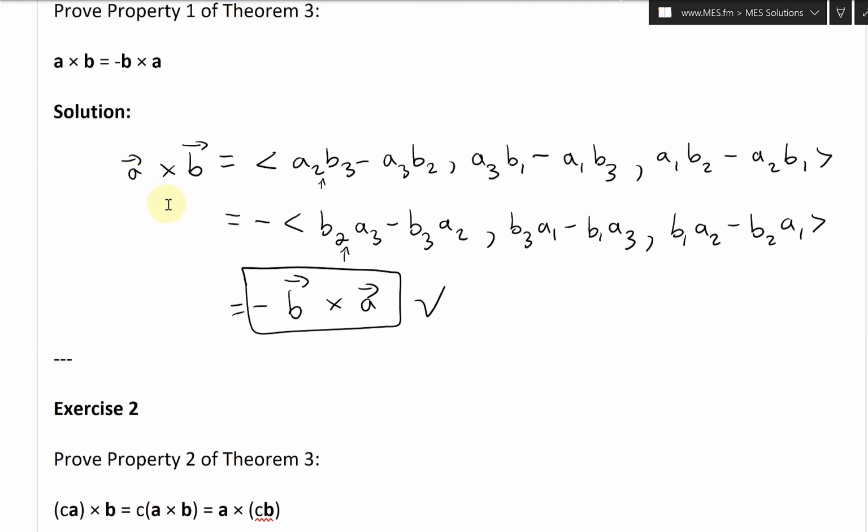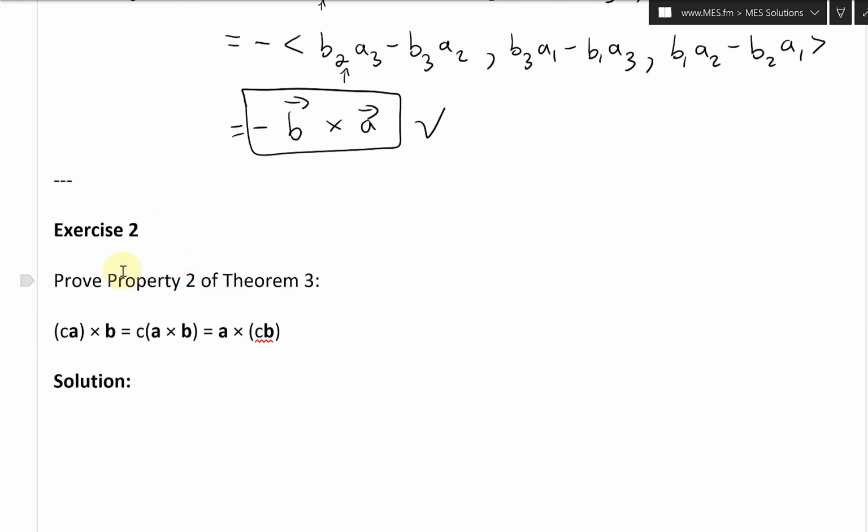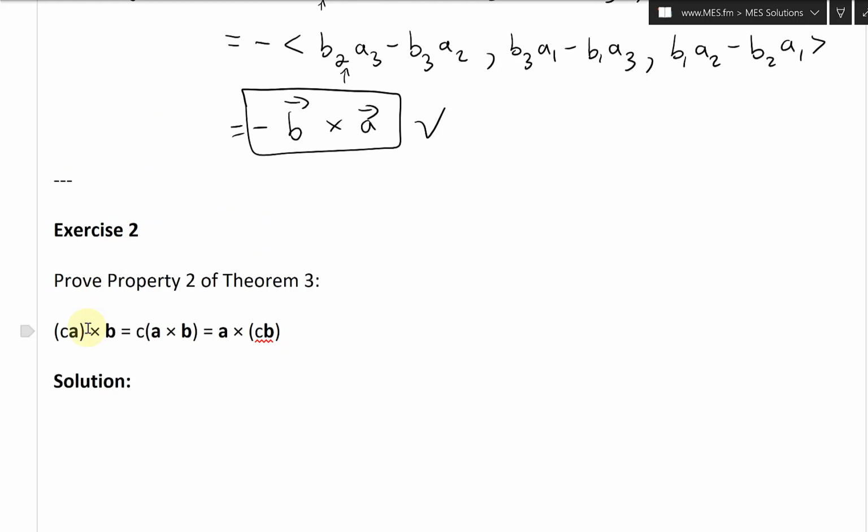All right, so now let's go further into exercise 2. This one states: prove property 2 of theorem 3. That's this one right here, which is the scalar C times the vector A in brackets, then cross B equals two things. You could take the scalar out and then times it by the cross product A cross B, and you could also put the scalar inside here, so A cross bracket C times B.